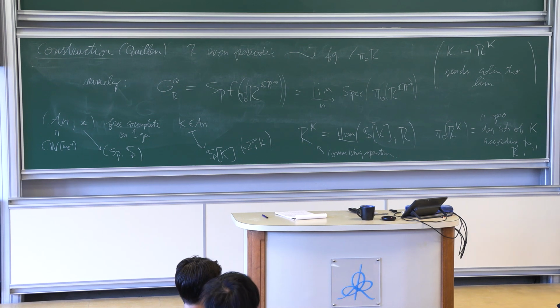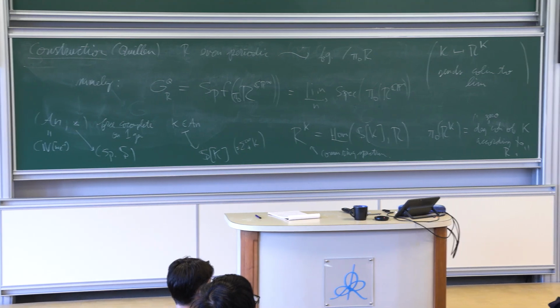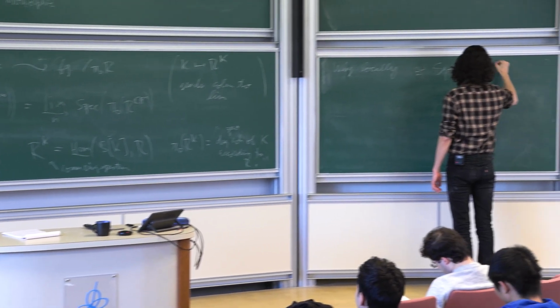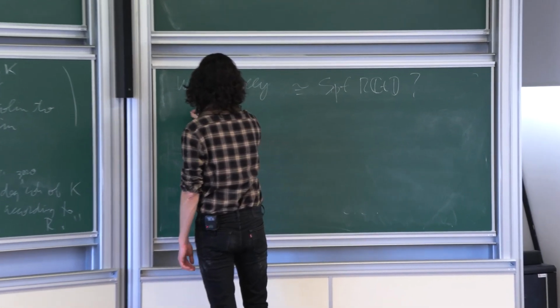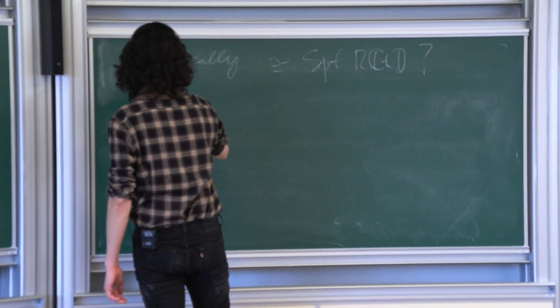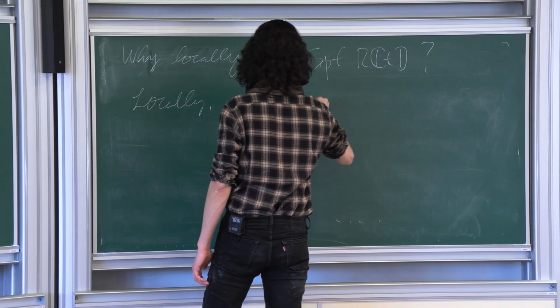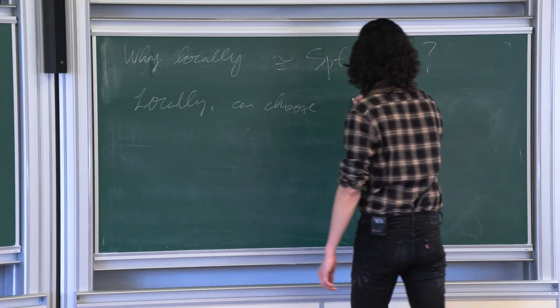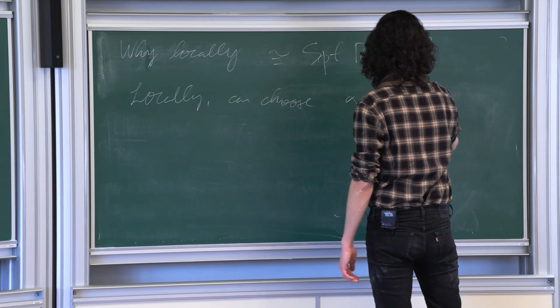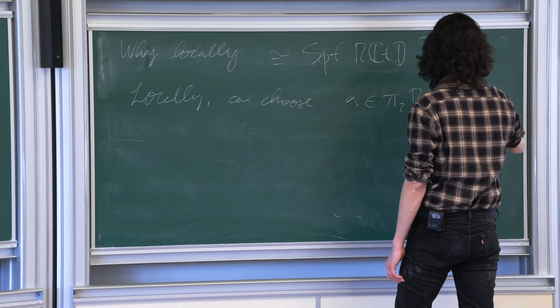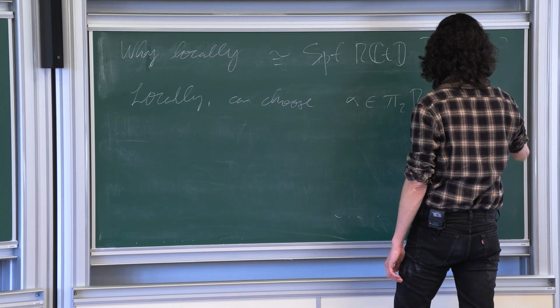So here's the question: why is this a formal group? Why is it locally isomorphic to spf R power series in T? Well, locally, you can choose a generator. Let's call it alpha. A free generator.